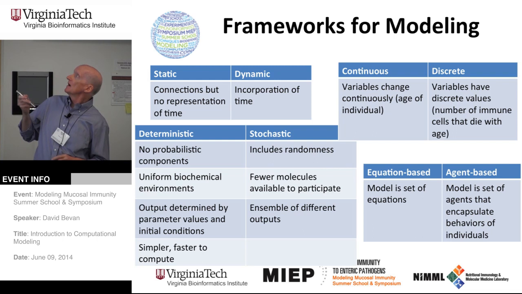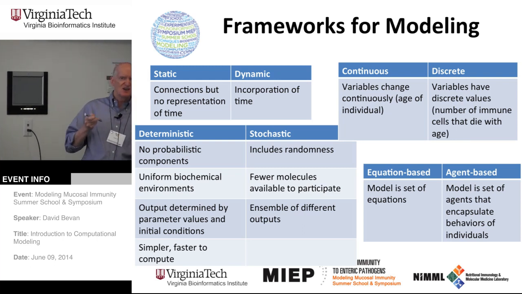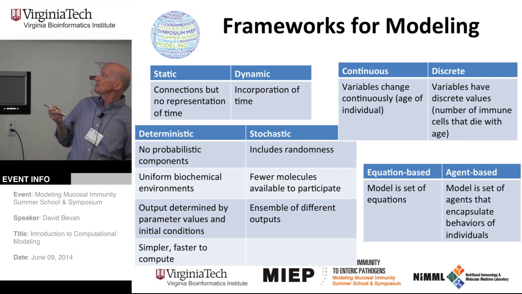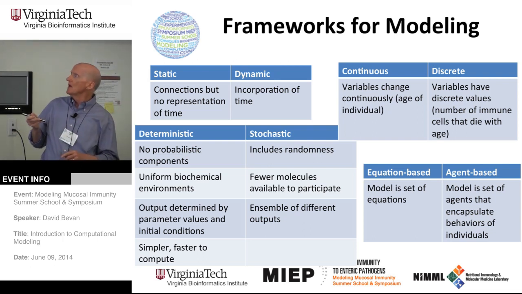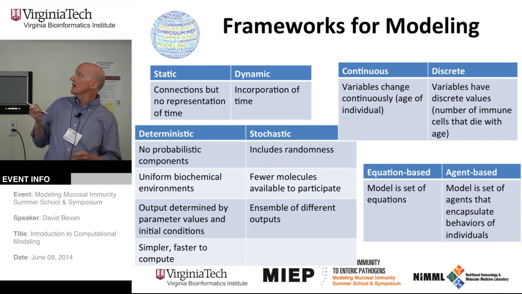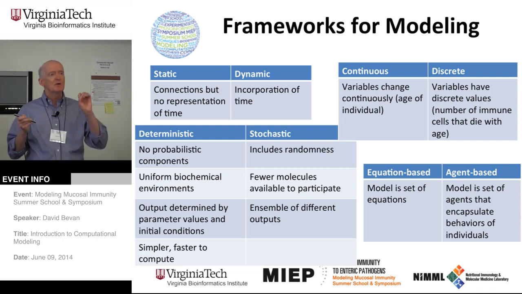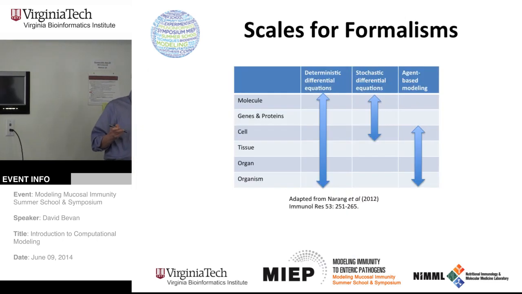Continuous versus discrete. Here I'm using a couple of examples. Variables may change continuously, like say the age of an individual, and then variables may have a discrete value, like if you're looking at numbers of immune cells, it's not changing necessarily in a continuous way. You have a discrete number that's changing in some equation. Versus agent-based: equation-based is mostly what we've talked about so far this morning, where you've got a model that's developed in a set of equations. With agent-based, you have a set of agents that encapsulate behavior of the individuals. And so we'll talk briefly about that, and then you'll be hearing more about that during the week.